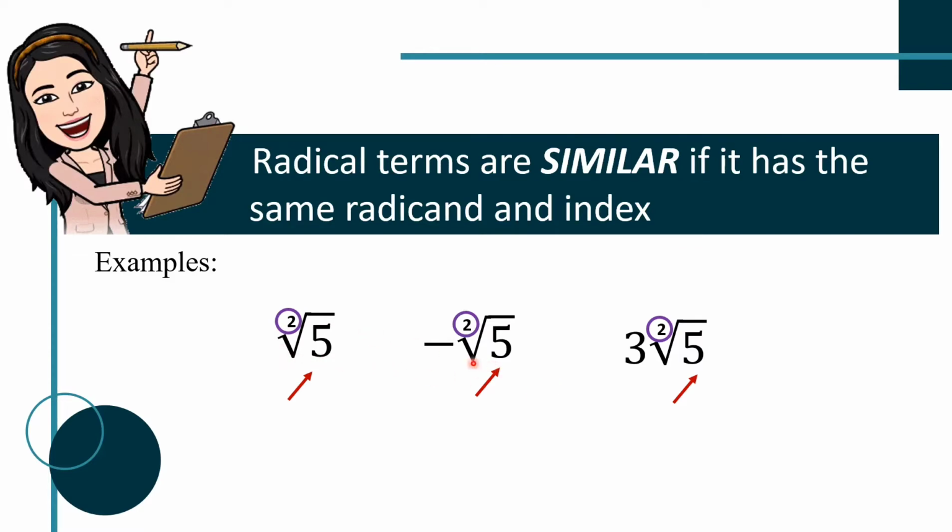Hindi po pwede na parehas lamang sila ng index pero magkaiba ng radicand. Hindi rin po pwede na parehas sila ng radicand pero magkakaiba ng index. To make it a similar radical, it should have the same radicand and the same indices. Okay? So, sana maliwanag yan.